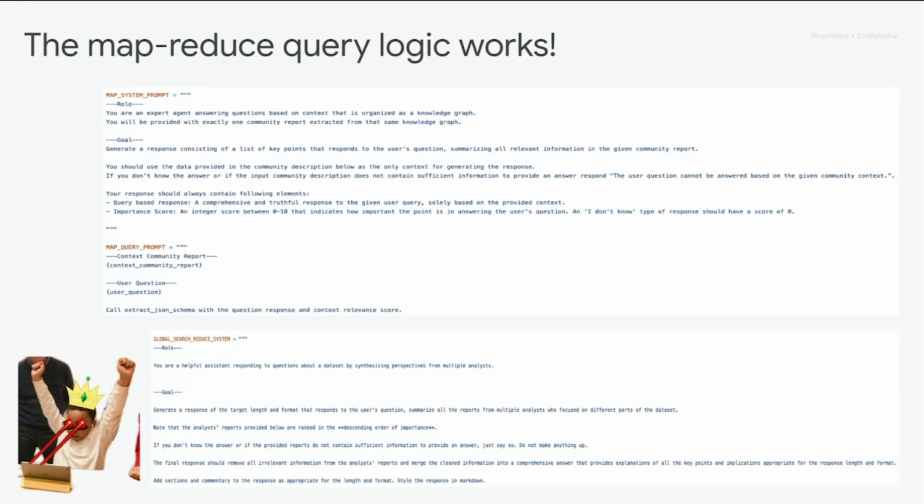So essentially spread this out. The map step is we take every single community report that's stored, we feed that into an LLM with the user query, and we get an intermediate answer and a relevance score. Right? How relevant was this community report to answering this user query? That's the map step. So that's essentially spread out.